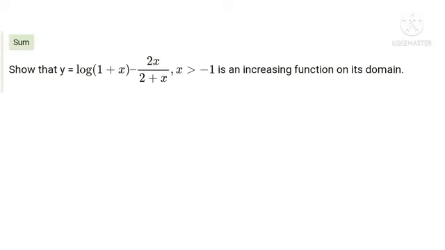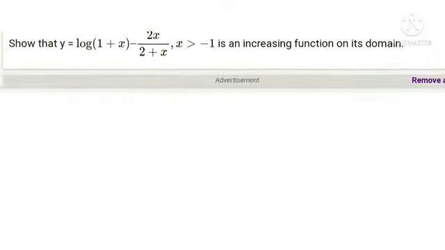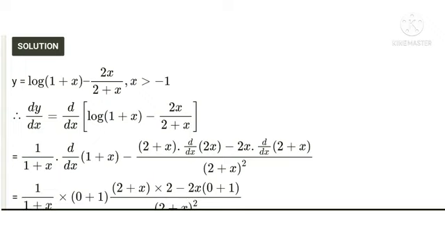Okay. Next, question number 23. Show that y is equal to log of 1 plus x minus 2x upon 2 plus x, where x is greater than minus 1, is an increasing function on its domain. See, y is equal to log 1 plus x minus 2x upon 2 plus x, where x is greater than minus 1.